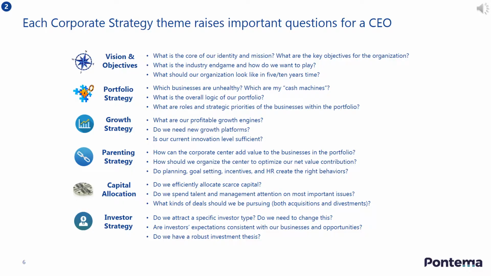Under growth strategy, a CEO needs to question where growth is coming from, and whether new growth engines are needed, and whether current innovation levels are sufficient in the organization. And under capital allocation, if this is deemed a priority area, then a CEO will be asking how scarce capital is allocated across the organization, and whether money should be spent on new acquisitions, or indeed recouped via divestments.